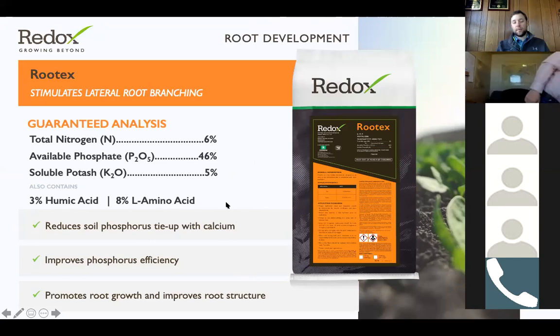There's 8% amino acids and 3% humic acid in this product, and those are used in the processing to stabilize that phosphorus anion and keep it in a stable form so that when we put it out, it doesn't immediately bind up in the soil, and it remains available for the plant to take up. The plant can see that as phosphorus and the chelate and the complexing agent, and can take both those up and use those as energy in the plant.